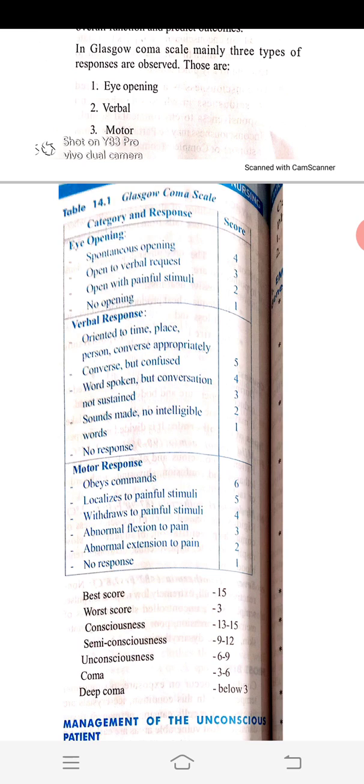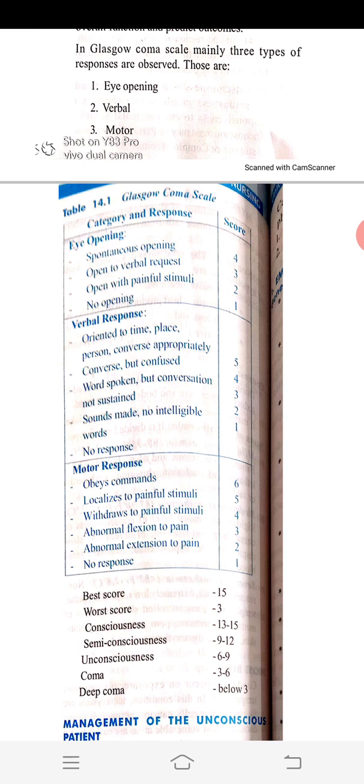In eye opening, first, spontaneous: when the patient is continuously opening their eyes, we give the score 4. If the patient is not opening their eyes, then we go to the next stage, the verbal request. We ask them questions, and if the patient gives a response, then we give the score 3 points.